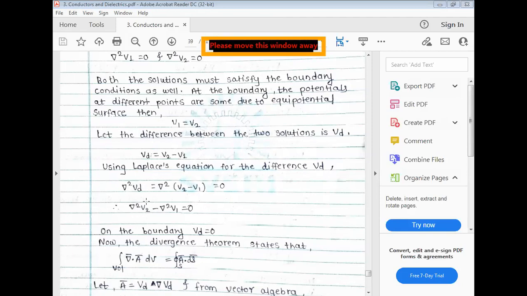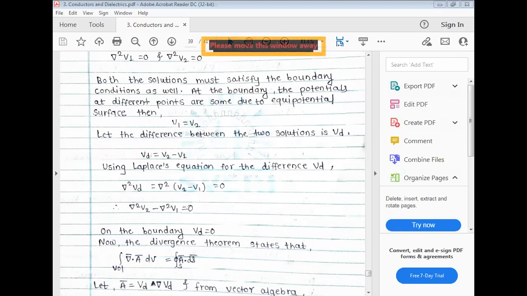Therefore, on the right hand side, it is del square V2 minus del square V1 is equal to 0. Now, on the boundary, this potential difference is equal to 0 because V1 is equal to V2, right? If V1 is equal to V2, means the potential difference Vd is equal to 0 on the boundary.